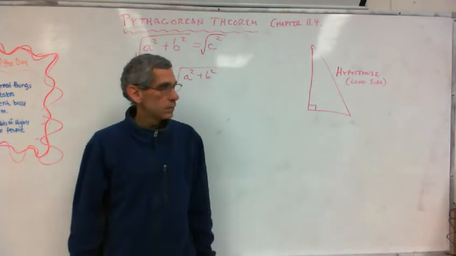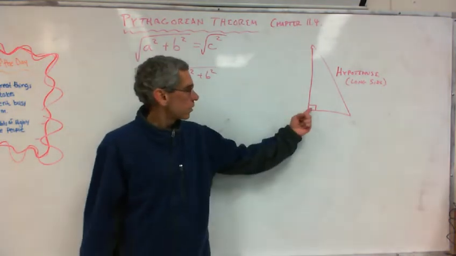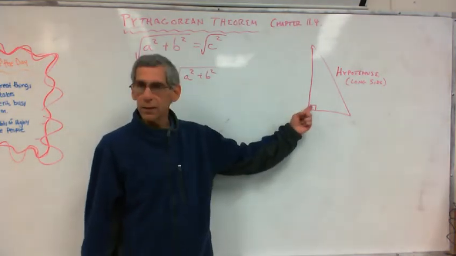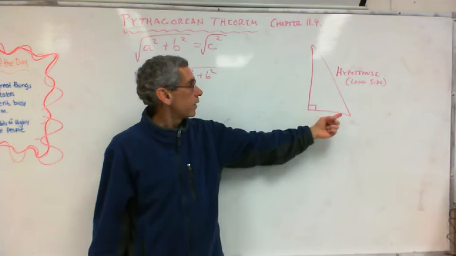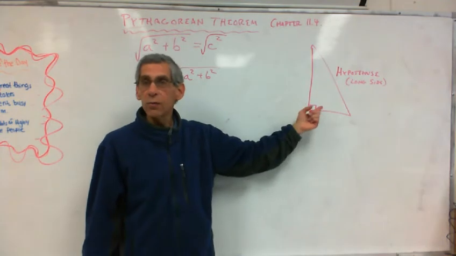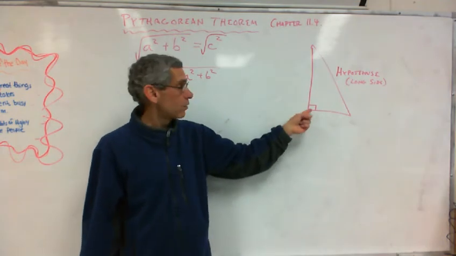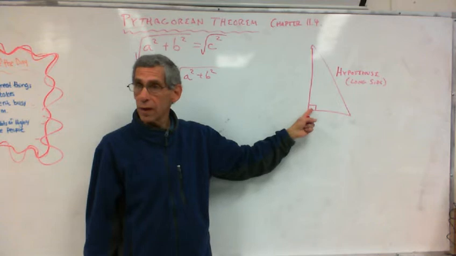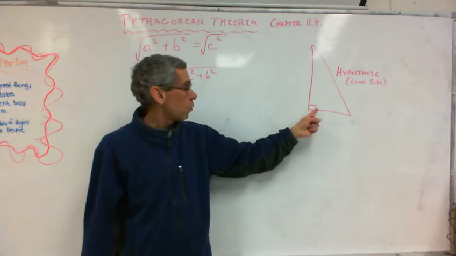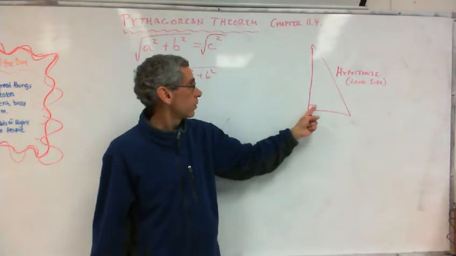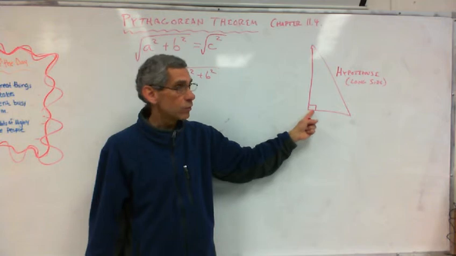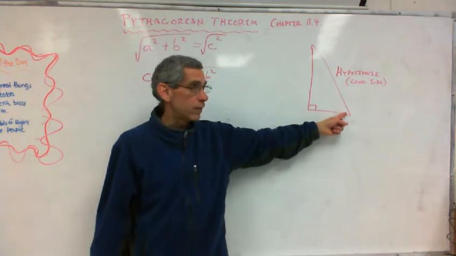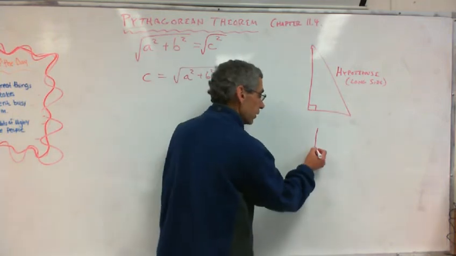It's the side across from the 90-degree angle, right? And notice in a right triangle, your biggest angle is the 90-degree angle. Always. There's no way that these angles are going to be bigger than this angle, or even equal to. You can't have this be 90 degrees as well. There's no way you'd get a triangle.